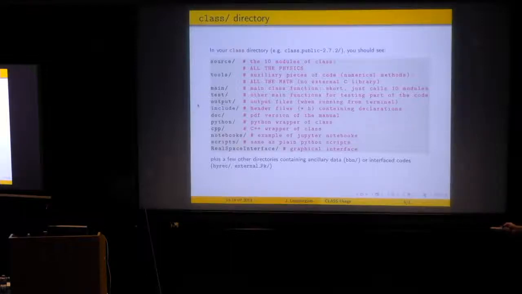The first directory, source, is the most important one. It contains the 10 modules of CLASS. This is where all the physics is. Tools also contains some C code, but this is all the numerical methods, not referring specifically to the physics. In other codes, we would have decided to use some external libraries, and we wouldn't have these tools. But because we are self-contained, all our methods for integration and interpolation are in these tools.